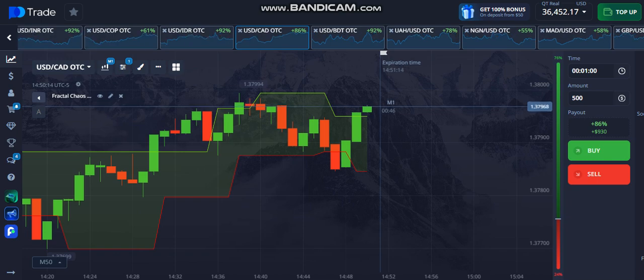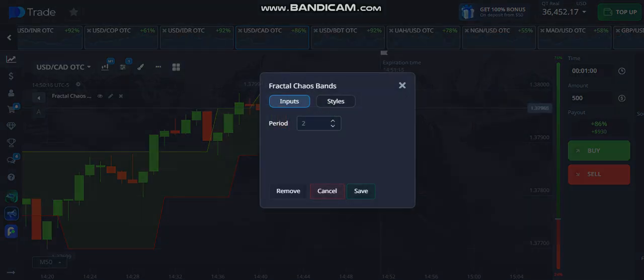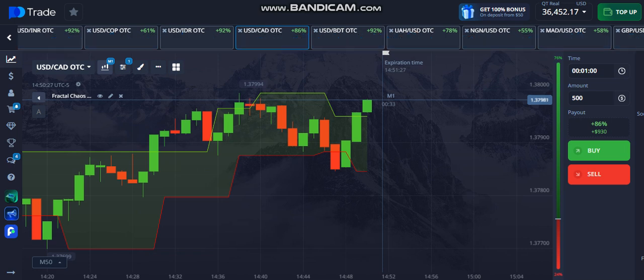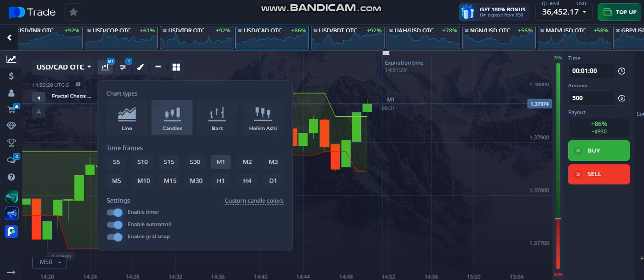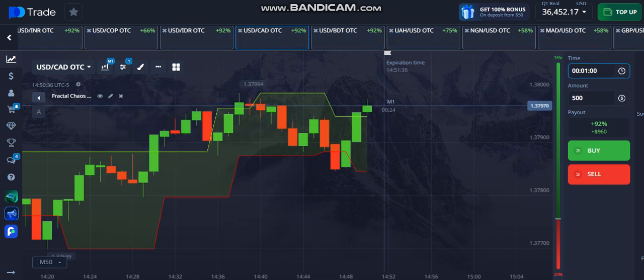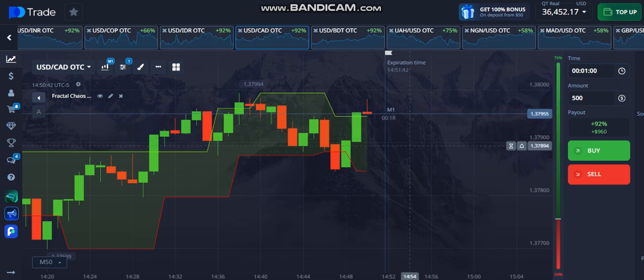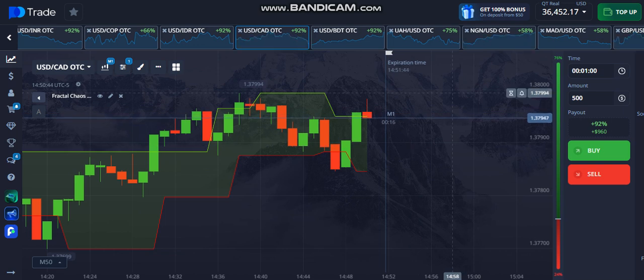And in the indicator setting, we're going to maintain the default settings, which is period 2. And for the candlestick chart, I'm going to have my candle set to 1 minute regular Japanese candles. And for my trade timer, we're going to set it to 1 minute or 60-second trades. Okay, so I'm going to pause the video and look for some setups.